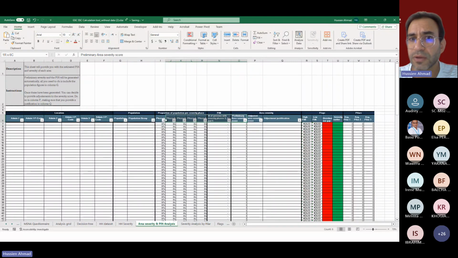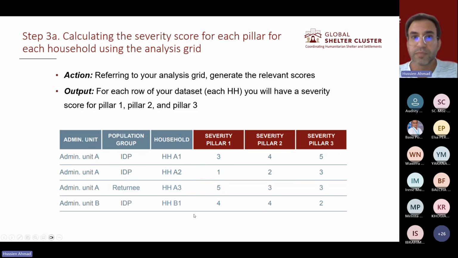Simply, all of this information is automated. You don't need to worry about it. We will see a little bit of that in the examples.